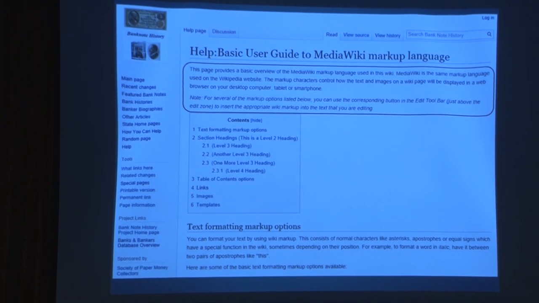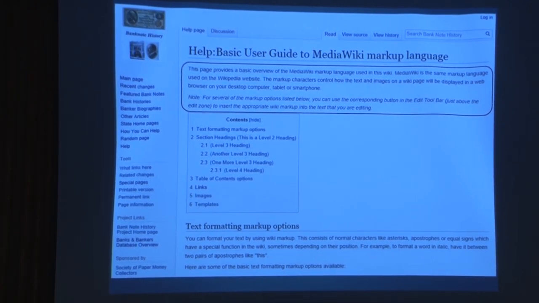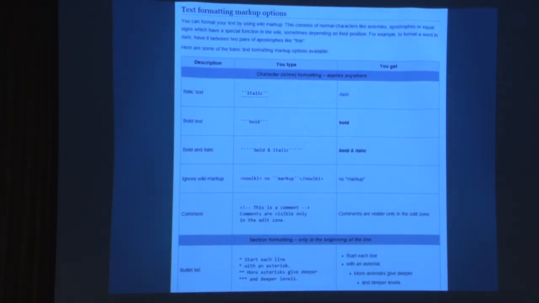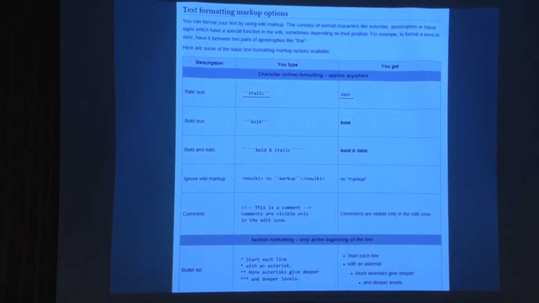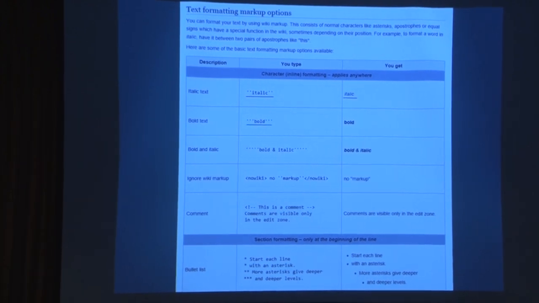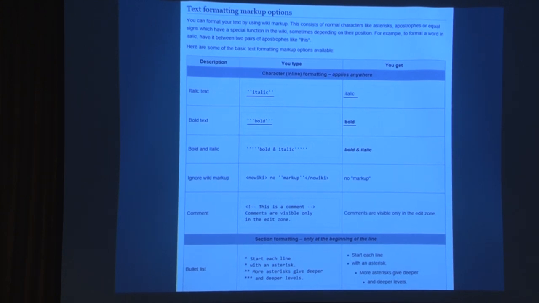Basically, markup characters in the text control how the text and images are displayed. Let's look at some text formatting markup options here. If in the raw text you typed in the word italic, or any words, and put two apostrophes on either side, when it displays on the wiki page, it's going to show that text in italics. If you want to show bold, you just put three apostrophes on either side, and it'll show whatever text you have between the apostrophes as bold. And if you want both bold and italic, then you use five of them.